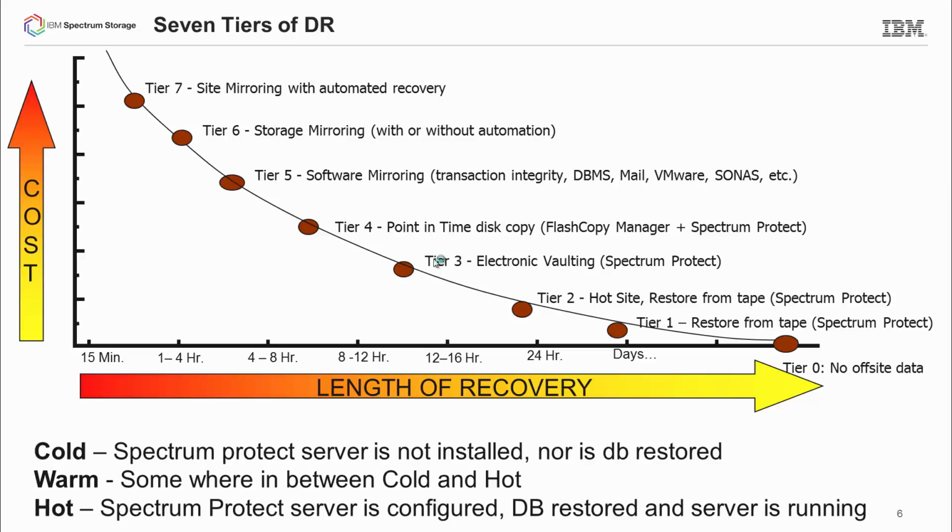Now the warm is somewhere in between the cold and hot, and I'll show you some examples of that shortly. And hot means that the Spectrum Protect server is up and running, and we can fail instantaneously over to that Spectrum Protect disaster recovery server.